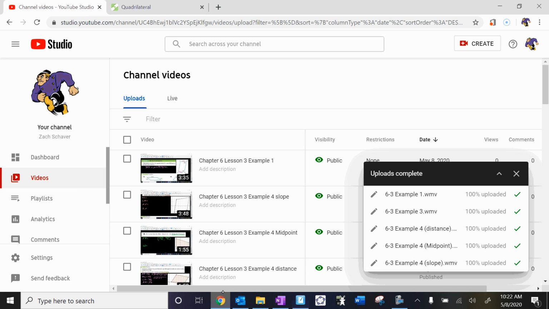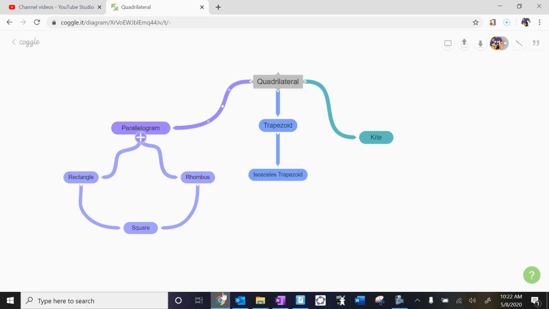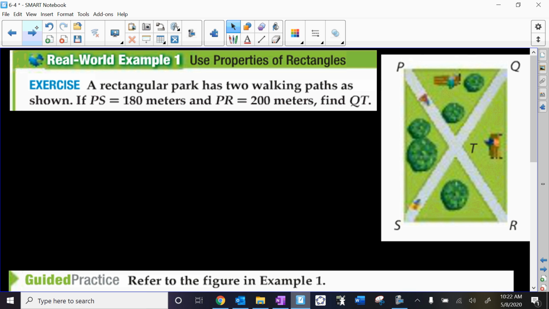So if I go back to our quadrilateral tree over here, underneath of a parallelogram, we're going to fit a rectangle. You can see that's what I've done here. It just adds 2 properties. Diagonals are congruent, and we get 4 right angles. So in example 1, we're just going to apply some of these properties.